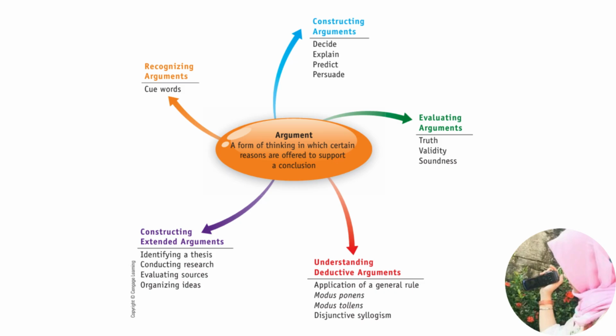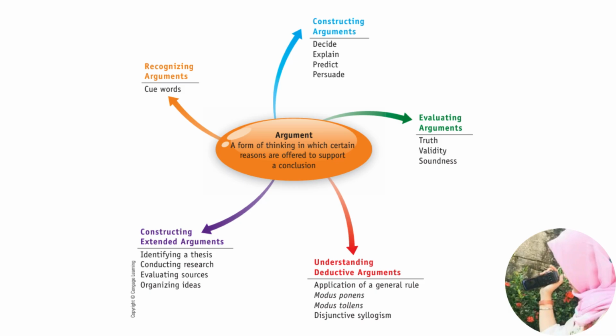Okay, so this is the critical writing strategy. Although there are five critical writing strategies, eventually you only have to focus on three. First one is recognizing argument, constructing argument, and then evaluating argument. But although you only have to use three out of five strategies here, you have to know the rest of them: constructing extended argument and understanding deductive argument.